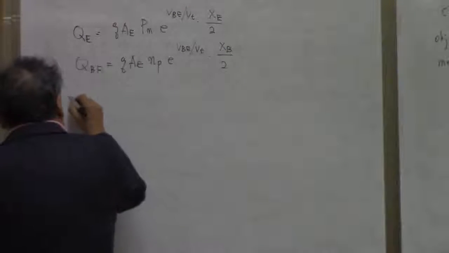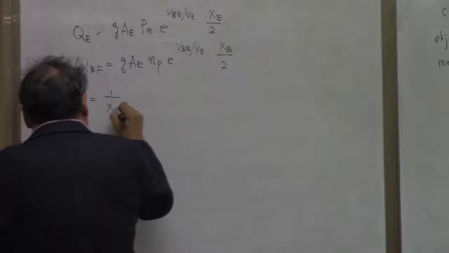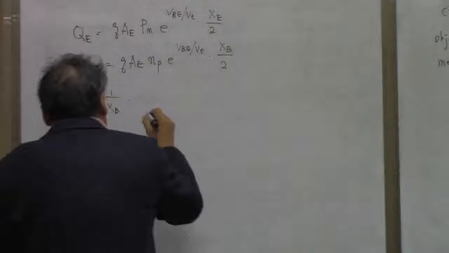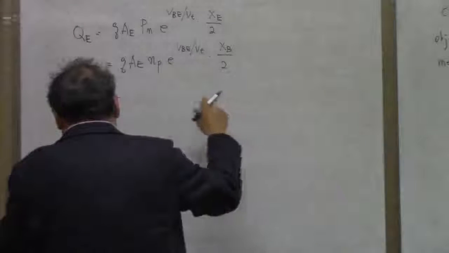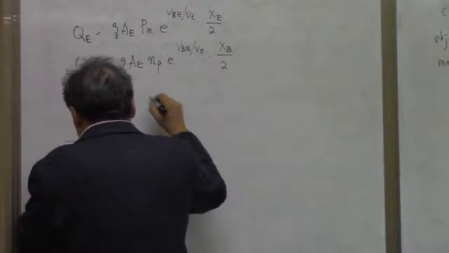And IC is just the derivative of delta P with respect to the distance.